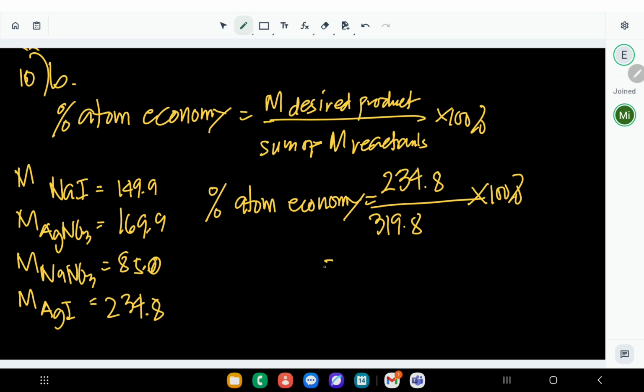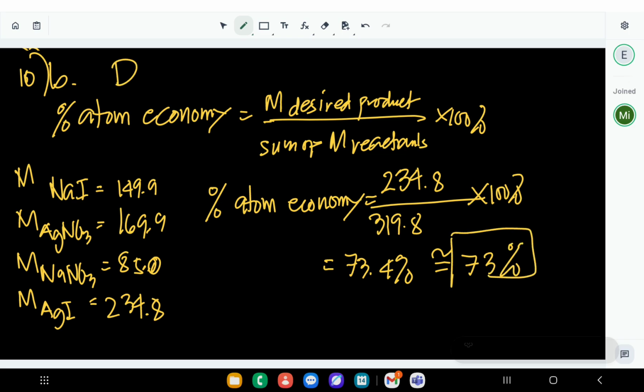This is equal to 73.4%. So this is the percentage atom economy by mass for producing silver iodide. So from the choices here, we have 73%, so we can round this off to just 73%. So the answer here should be letter D.